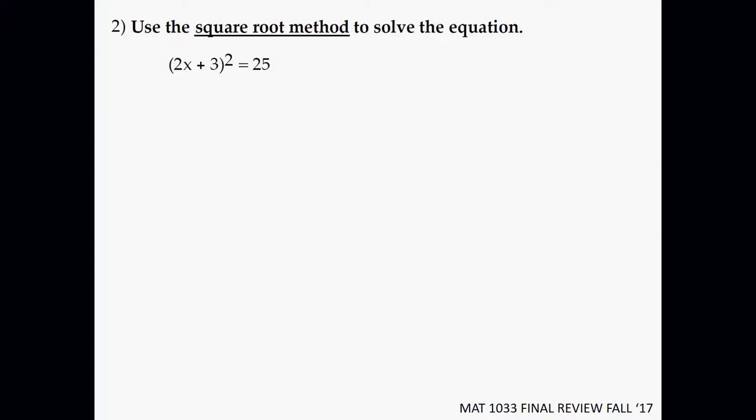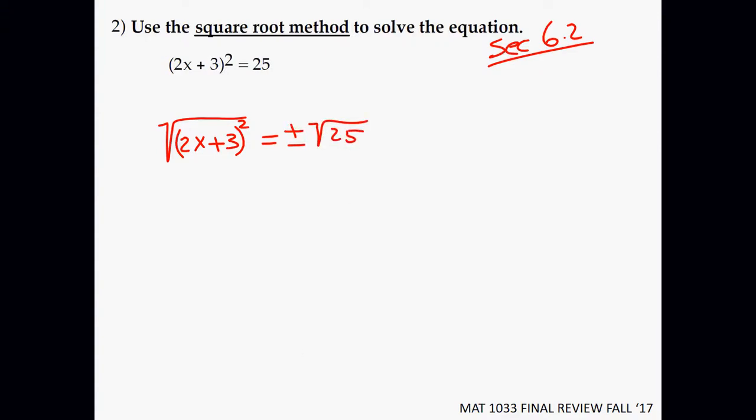Now, question number 2: use the square root method to solve the equation. This one is from section 6.2. As we learned, the way to do this is by adding the square root to both sides, and make sure you put the plus or minus in front of the right-hand side, the plus or minus square root of 25. When the exponent is the same as the index, we know they will cancel, so the answer will be 2x plus 3 on the left-hand side equals plus or minus 5.